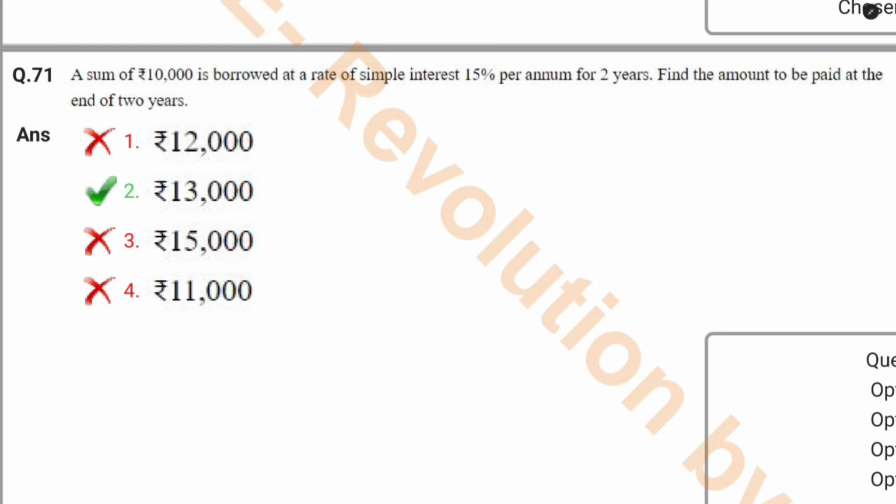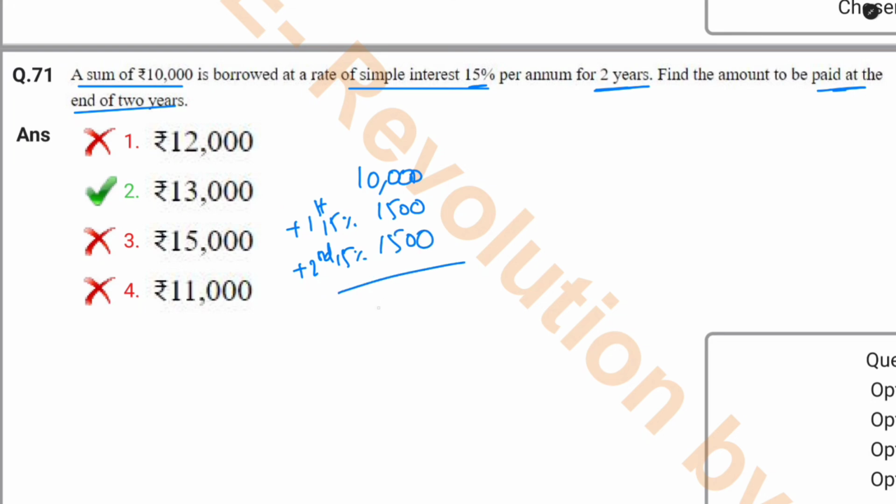Option 3. A sum of 10,000 rupees is borrowed at the rate of simple interest 15% for 2 years. Find the amount to be paid at the end of 2 years. So 10,000 into 15% for 2 years. So the first year it will be 15 percent, so 1500. The second year will be the same because it is simple interest, the interest will be the same only. So total it will be 13,000.